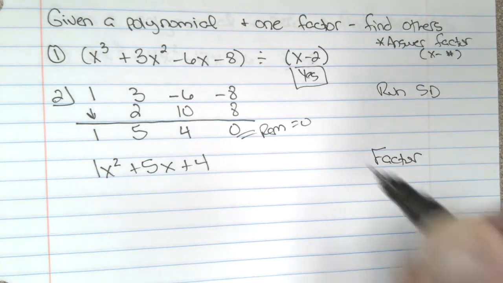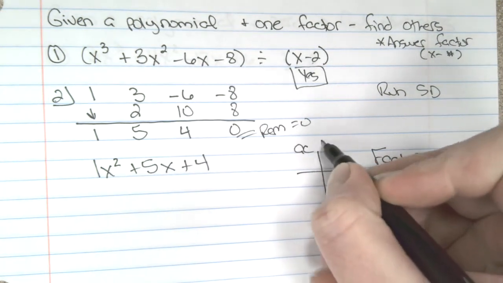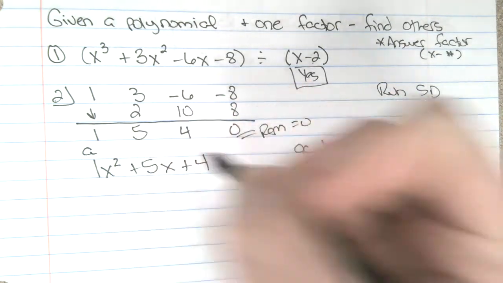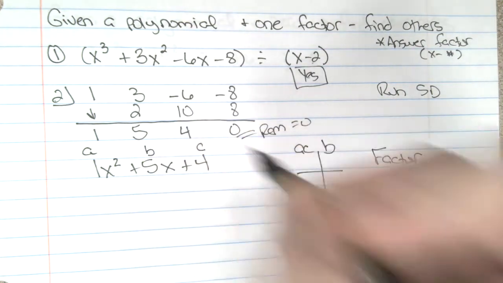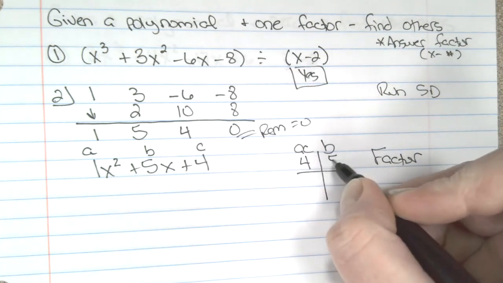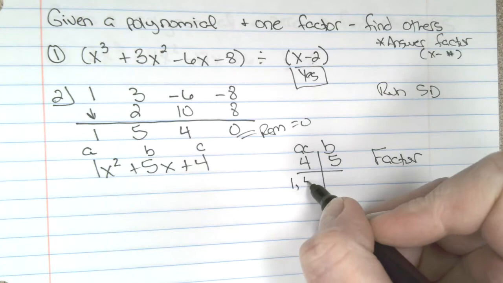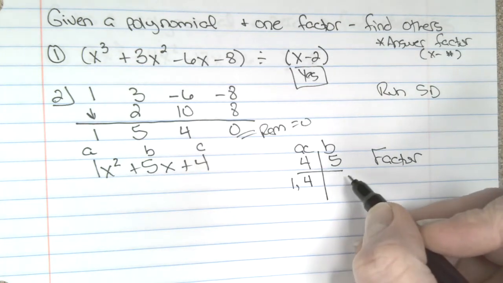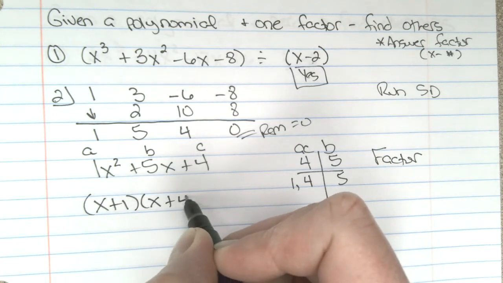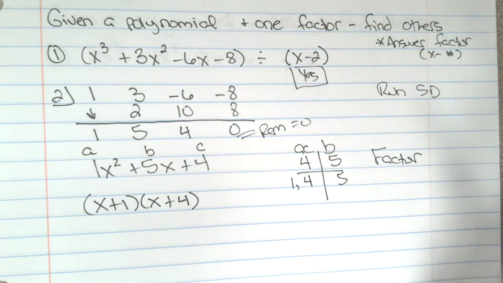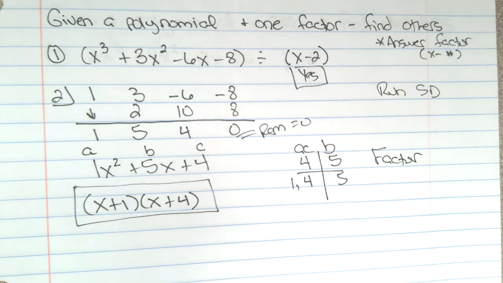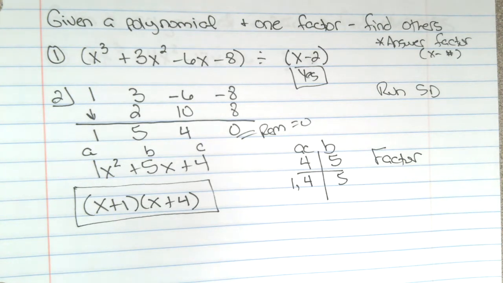Now I'm going to factor this polynomial. I'm going to make an ACB chart. Hopefully we all recall that in this problem A is 1, B is 5, and C is 4. So I need factors of 4 that add up to 5, which are just 1 and 4. So this factors x plus 1 and x plus 4. And it says to find the other factors. This is my good final answer on number 1.